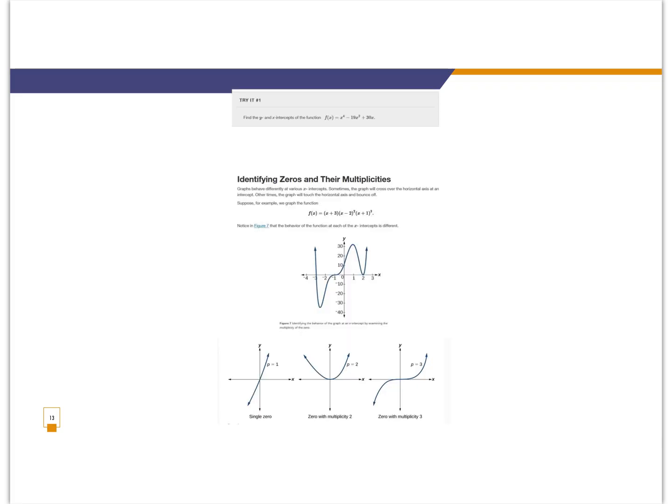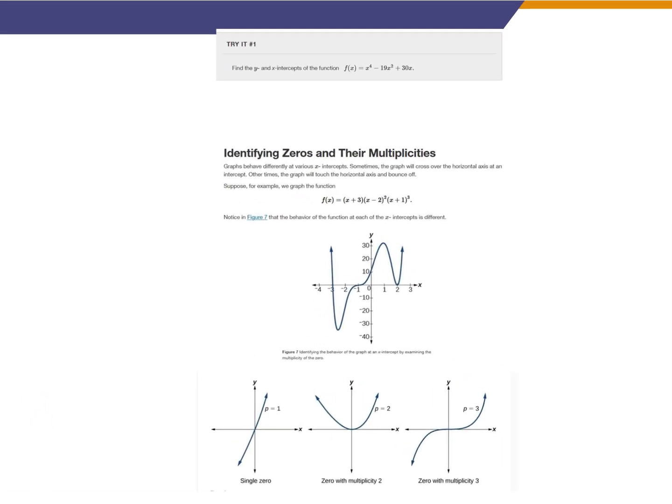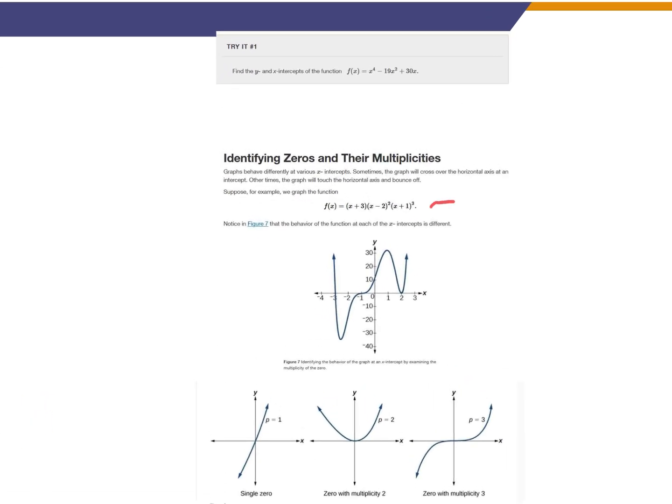Okay, moving on. Identify zeros and their multiplicities. All right, I hinted to this already. Look at this picture here. This equation makes that graph. Now, if you look at that equation, I can find a zero here. And that looks like a line, doesn't it? That means it's multiplicity of 1.